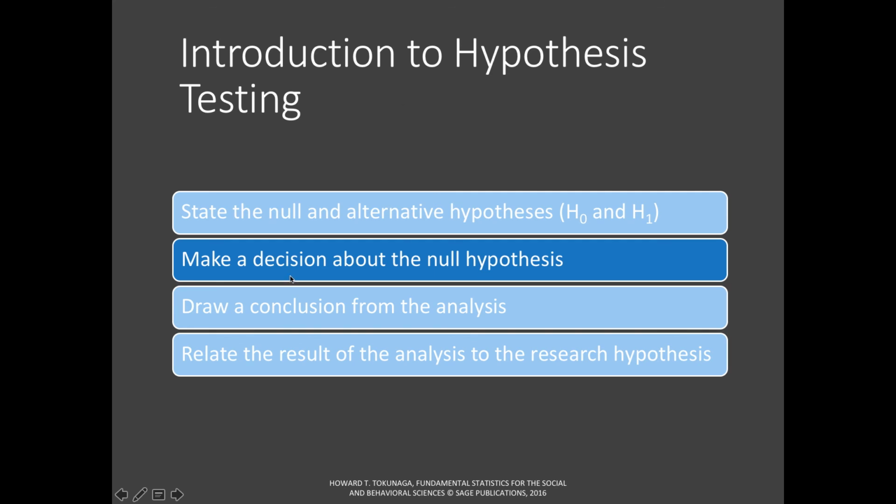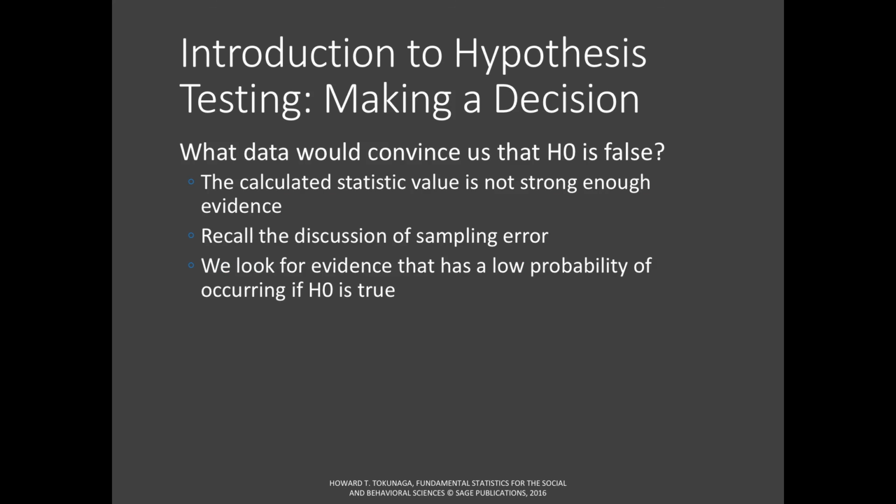Okay. So then you have to make a decision about the null hypothesis. Do you think that your answer is going to be different than the population or not? How would you be convinced that the null hypothesis is not true? Or how would you be convinced that there is no difference between what you expect and what actually occurs? If the statistic isn't strong enough evidence, or if there's a large sampling error, then we look for other evidence that it's not true.